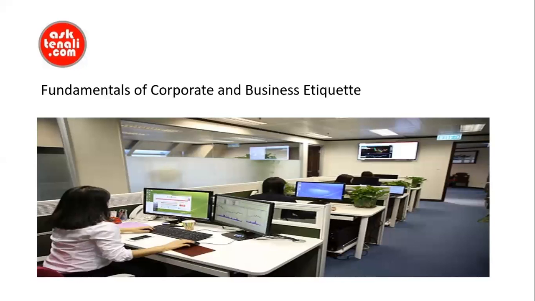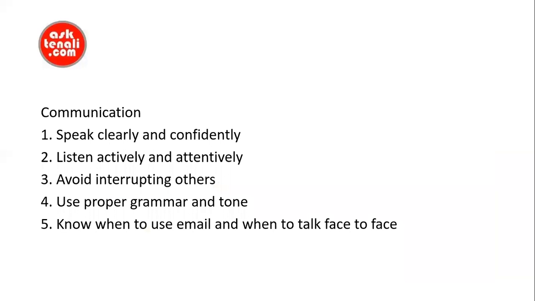So let us look at now some of the corporate and business etiquette, what things we can do. Etiquette is nothing but a set of things we can do, what we cannot do. So we'll be looking at some of the things we can do and we cannot do in corporate and business etiquette. Communication, very important. Speak clearly, confidently. I listen actively and attentively. I don't interrupt others. I use proper grammar and tone.